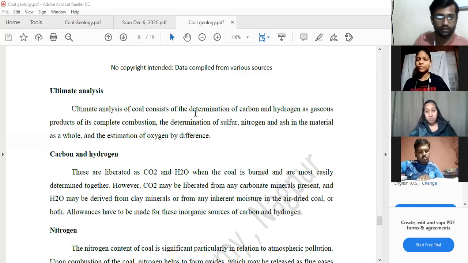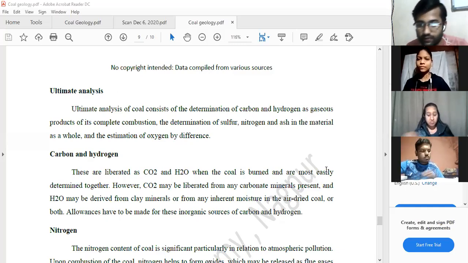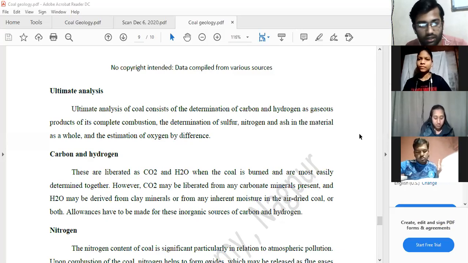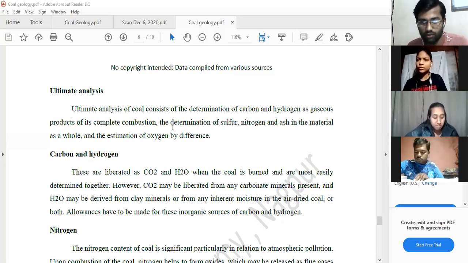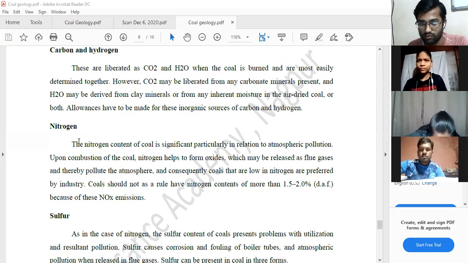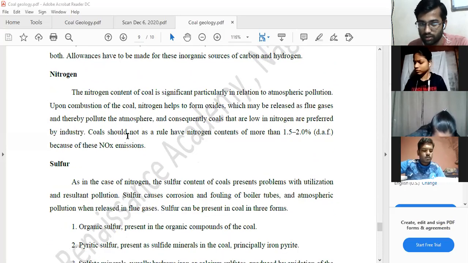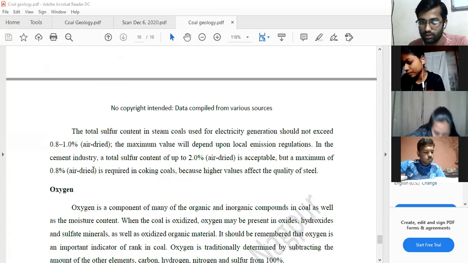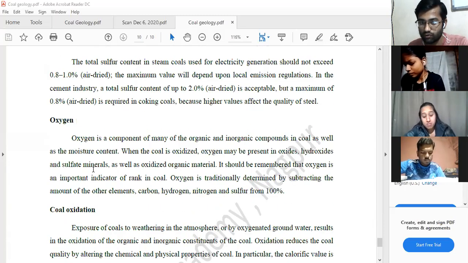Okay, ultimate analysis. Clear? Now in ultimate analysis we are actually calculating the carbon and hydrogen only, first thing. Then we are calculating for nitrogen. Third, we are looking for sulfur. Clear? And fourth, oxygen.